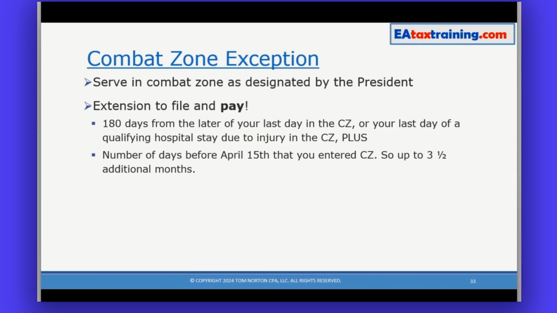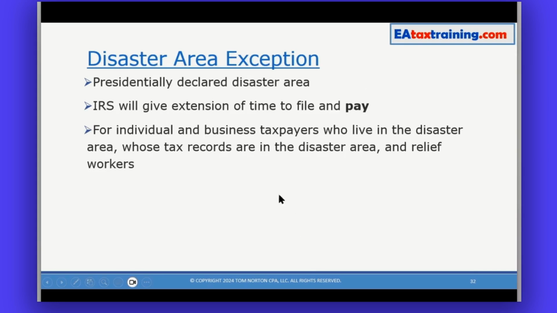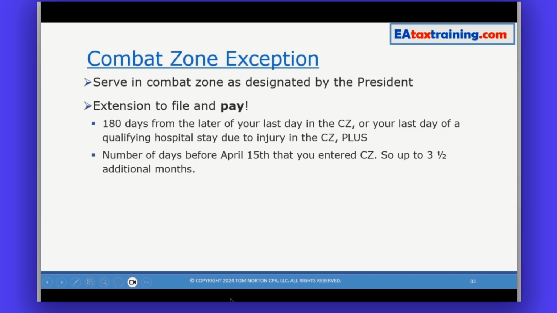That does remind me, by the way, if we go backwards here for a moment, the disaster area exception, there is no date given here. They don't tell you when it's extended until, and that's because the IRS will make a public announcement on their website and do a press release, and they will say that people who are in this disaster area in these states or these zip codes or whatever it is will get an extension of time until, and then they will name a date because it's just going to depend on the circumstances. But for the combat zone, we have a defined amount of time for that extension.